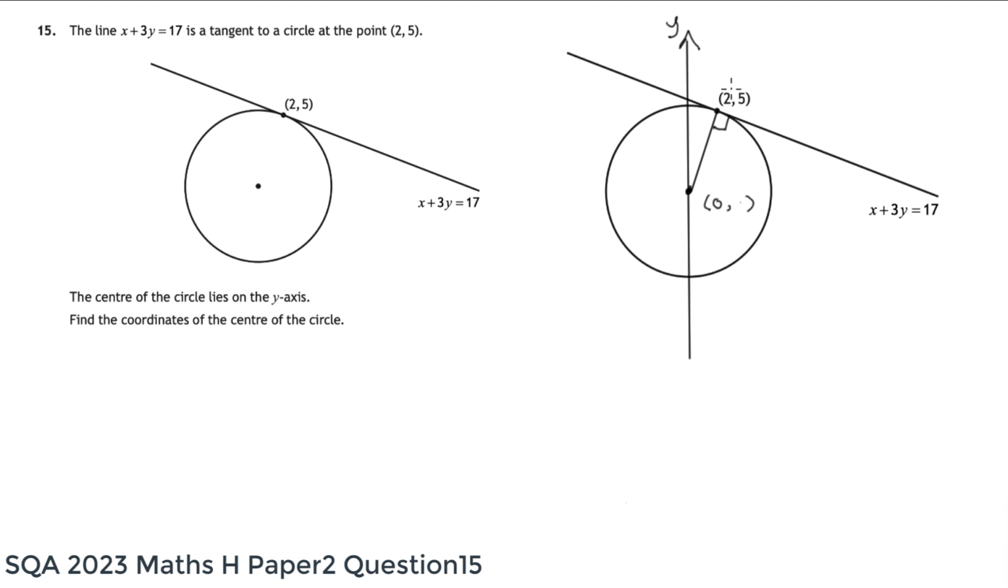So the strategy therefore would be to examine this line that contains this radius. Basically, if we work out the equation of that line, we can plug in x equals 0 and out should pop the y coordinate. So we'll aim to get the equation of this line that contains that radius.